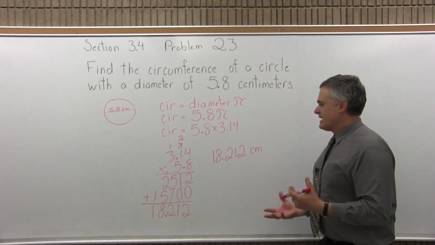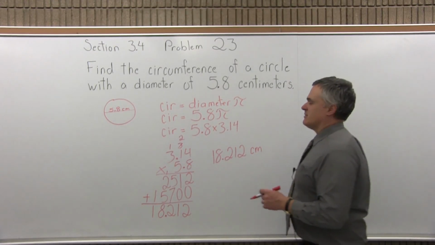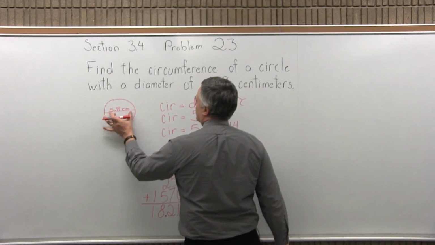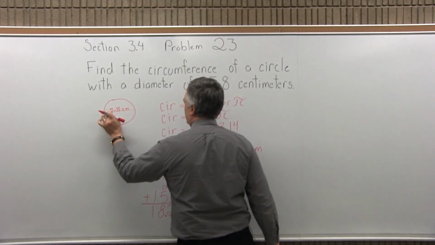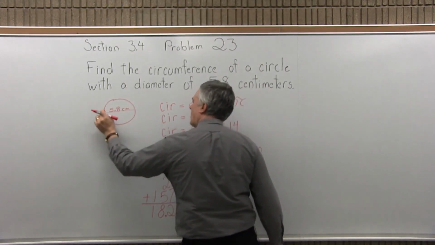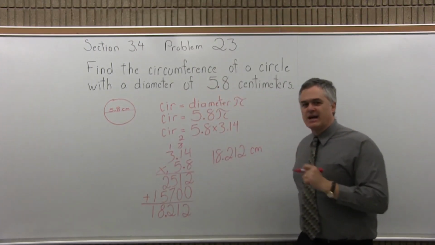Now again, what does that answer mean, 18.212 centimeters? What it means is if you have a circle where it's 5.8 centimeters through the center of the circle, it would take you 18.212 centimeters to go around the edge of the circle, the outside of the circle.